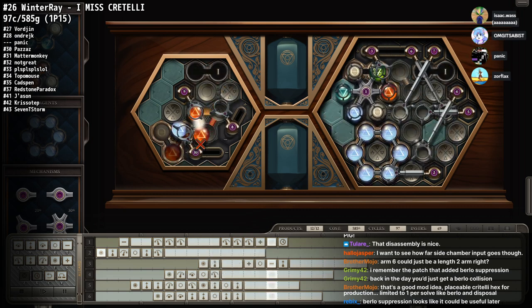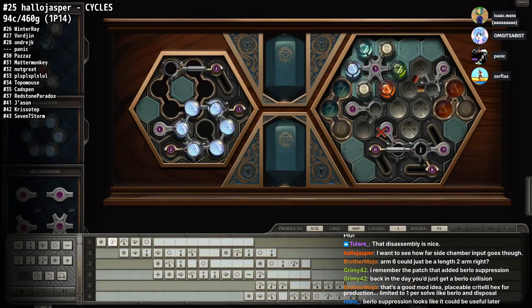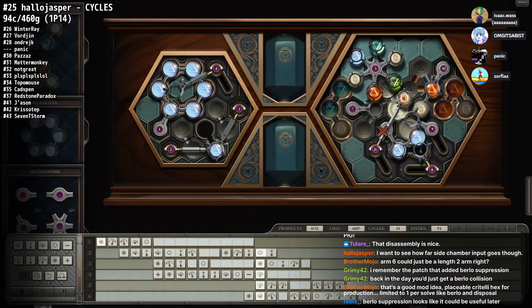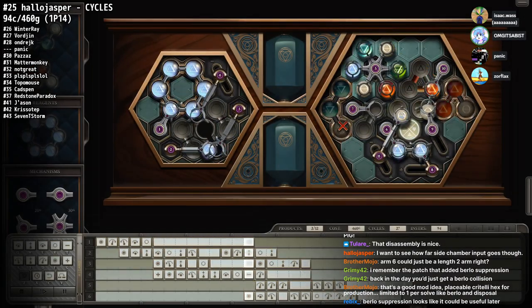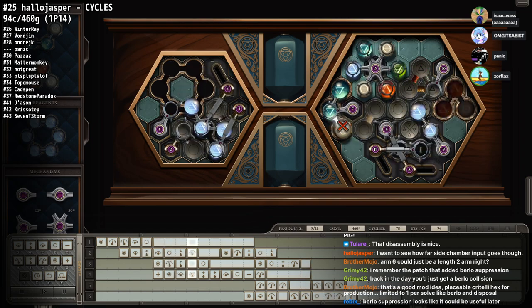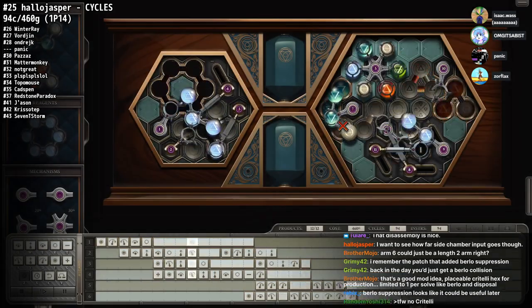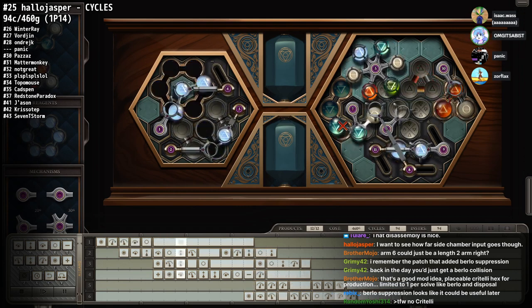Next up we have a 3-cycle drop to Hallow Jasper. This is a... What was Hallow Jasper's pig rank? Pig placement. I don't remember. I don't think it was as good as 25th. I guess everybody went for pig first. Well, a lot of people went for pig rather than cycles.